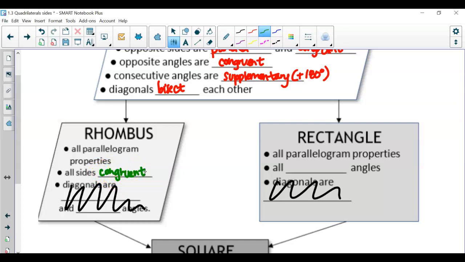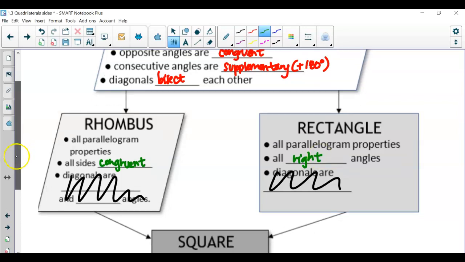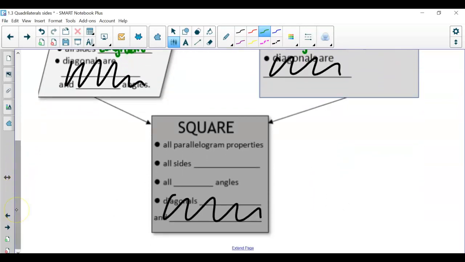Same thing with the rectangle. Again, you have all of the parallelogram properties, but now what can we say about the angles? They are all right angles. So all angles are congruent. Same thing for the square. Along with all of those parallelogram properties, what can we now state about the square? All sides are congruent and all right angles, all congruent angles.